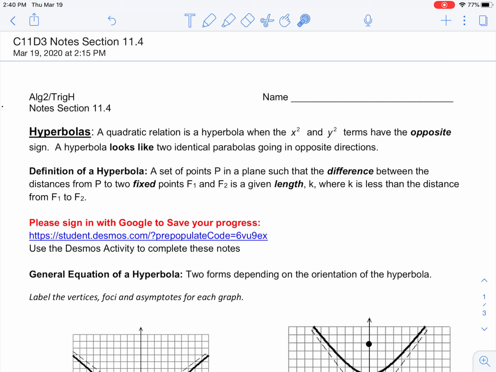So go ahead, tap the link, do the Desmos. You can pause this, come back to it later if you want to.